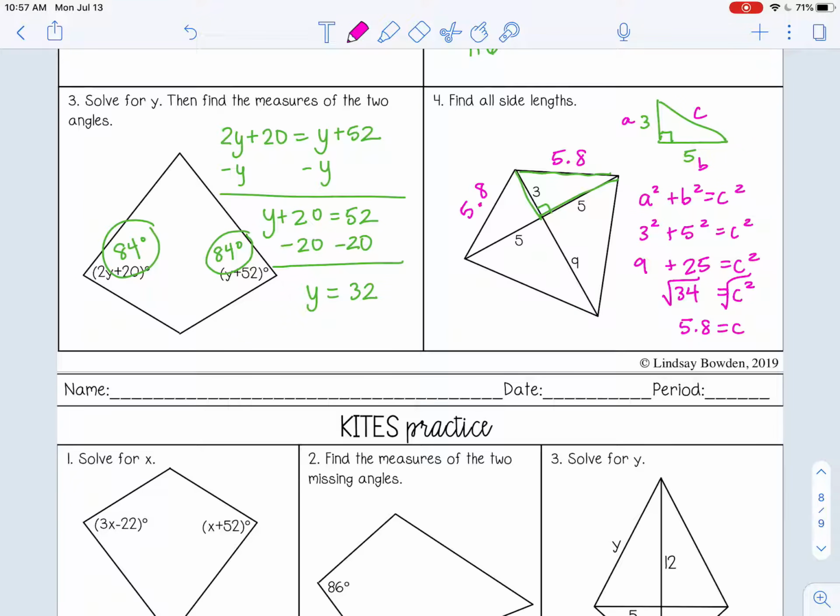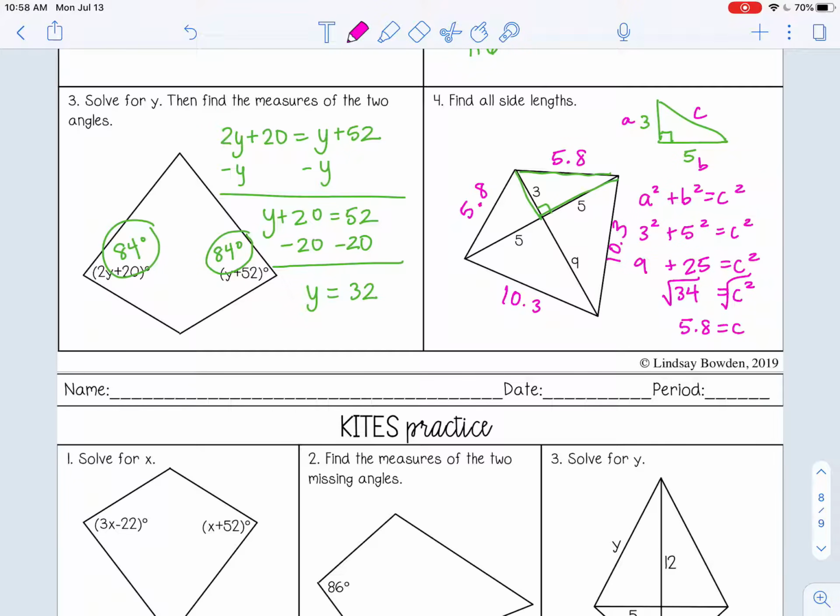Okay, so let's do the same thing with the bottom right triangles. So I'm just going to put that right here. So 5 squared plus 9 squared equals c squared. So 25 plus 81 equals c squared. So that would be 106 equals c squared. And then I'm going to take the square root of that, and that gives me about 10.3. All right, so I'm going to erase this so I can write the actual side lengths. So this is 10.3, and then this side will also be 10.3.